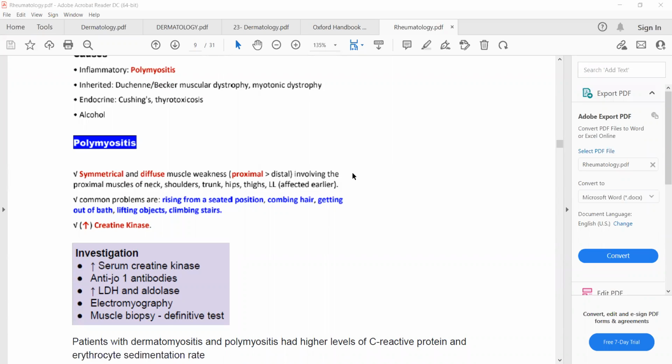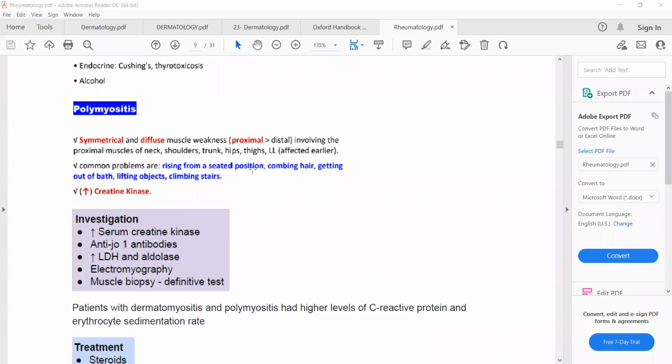So the first autoimmune cause of proximal myopathy is polymyositis. Myositis means inflammation of the muscle fiber. There is symmetrical and diffuse muscle weakness involving the proximal muscles of the neck, shoulder, trunk, hip, and thighs. So it is a diffuse weakness which involves almost all the proximal muscles in the body. The lower limb is affected first and then the upper limb.